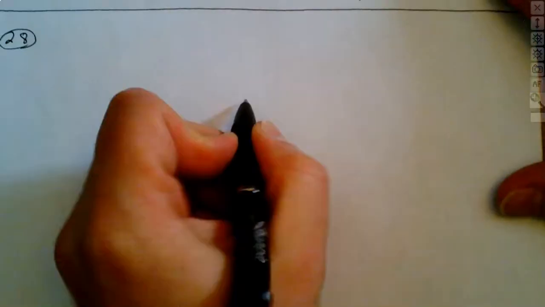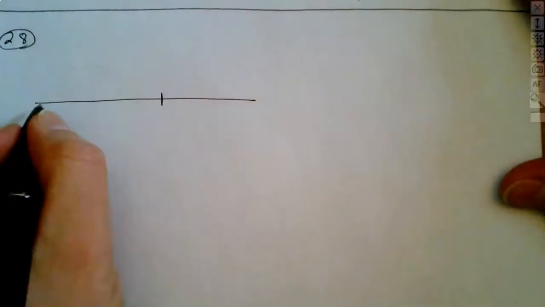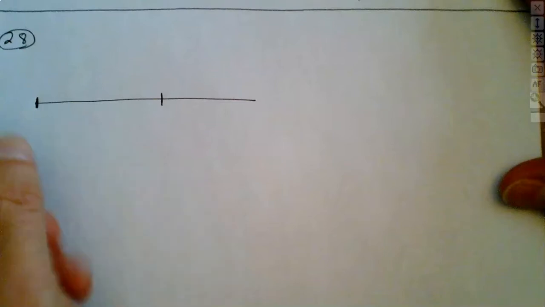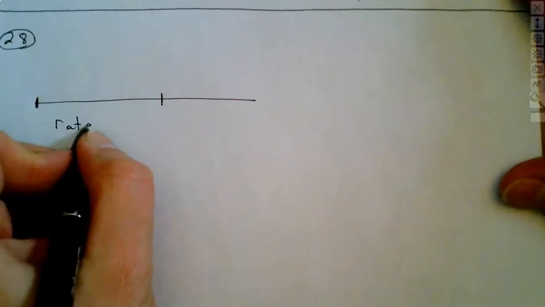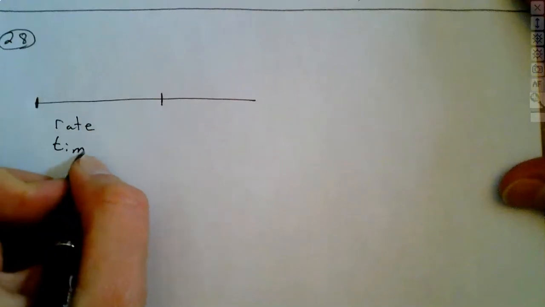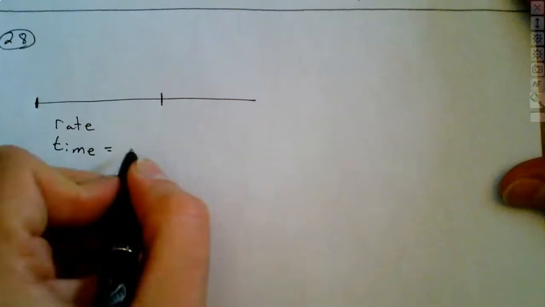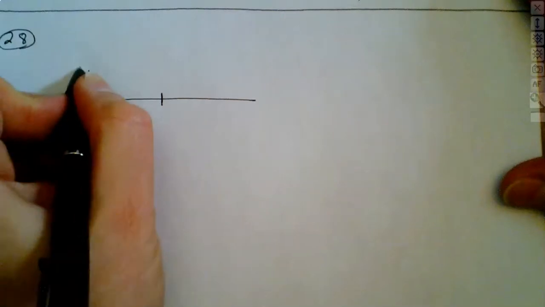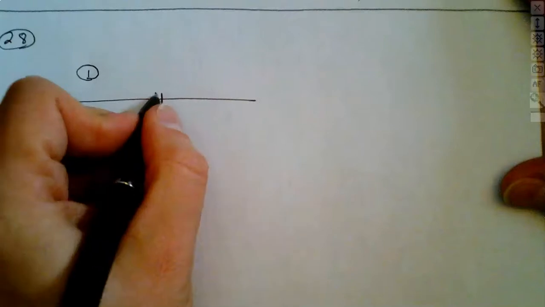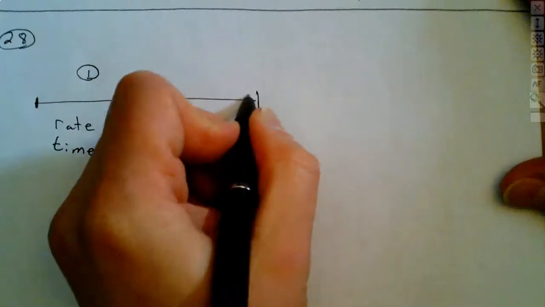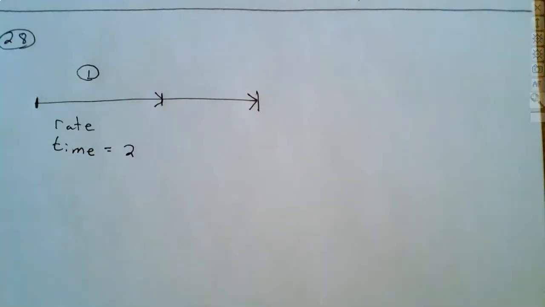So what we've got is 2 parts to this trip. She's traveling along for the first 2 hours. So for the first 2 hours, she maintained a steady speed. And so that means for the first part of our trip, we have a time of 2.